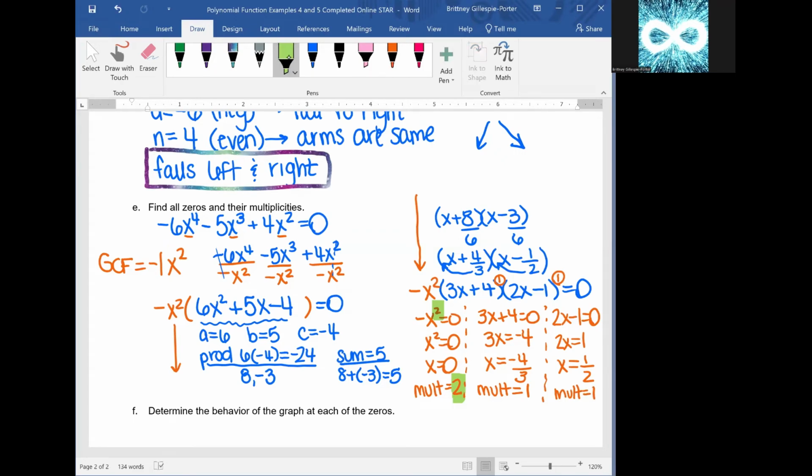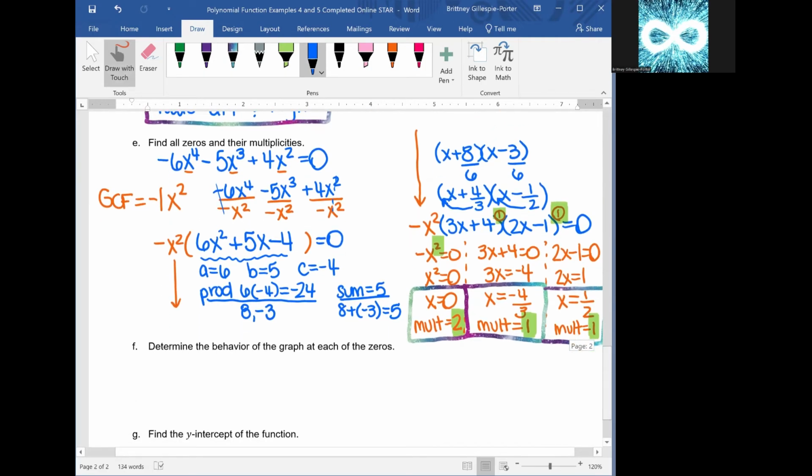The other way that you can do it, if you don't want to go back to the factored form, how many times did you find negative 4/3? How many times did you find 1/2? You only found each one time. So now we have our 3 distinct x-intercepts, zeros, roots, solutions. And if we add the multiplicities, 2 plus 1 plus 1 gets us the 4 that we had as our degree.